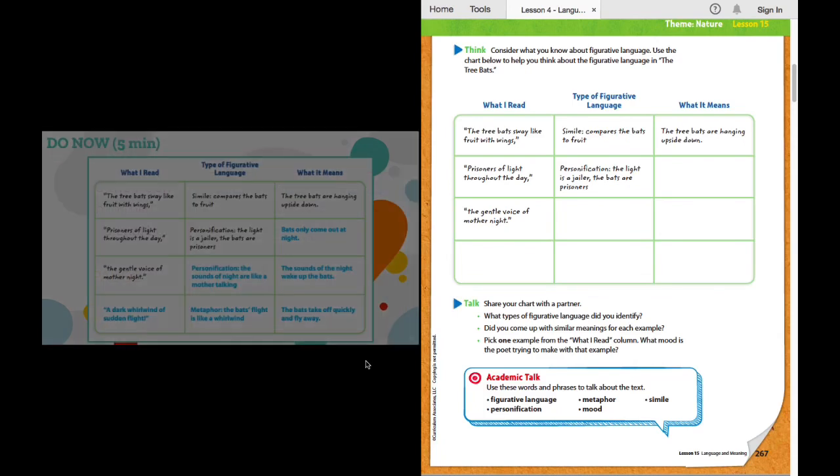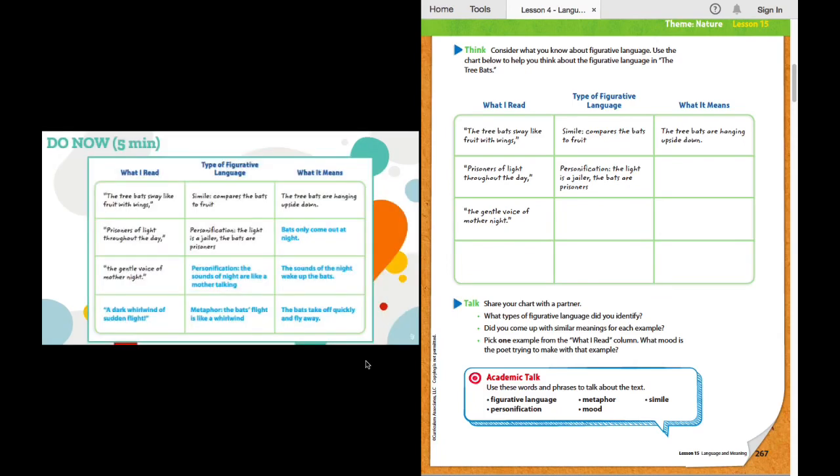Okay, so here's what the chart should look like. The explanations of what they mean is really important because you need to be able to understand why the author was saying it in that way, right? So here, prisoners of light throughout the day.